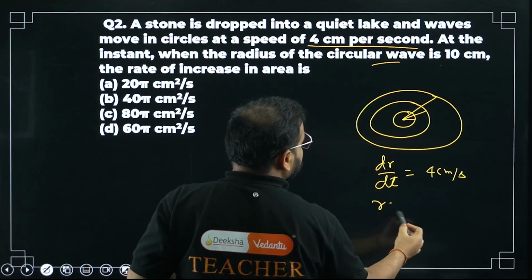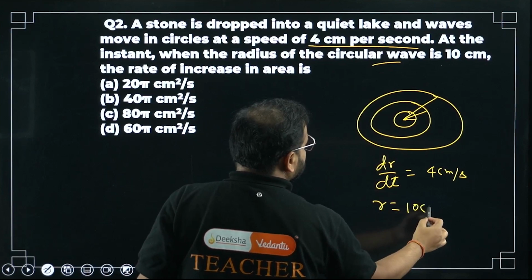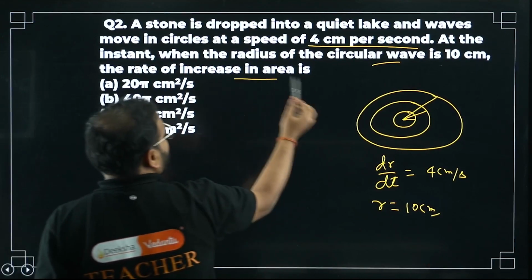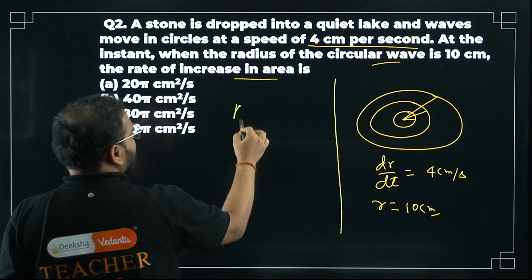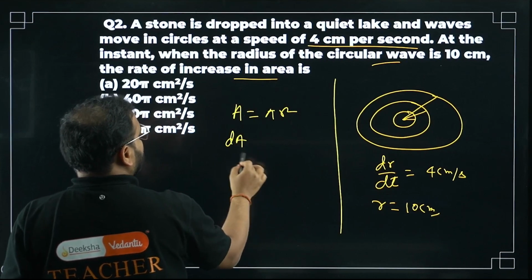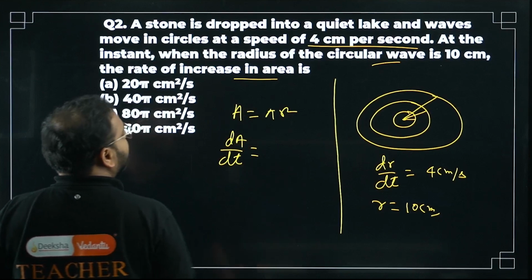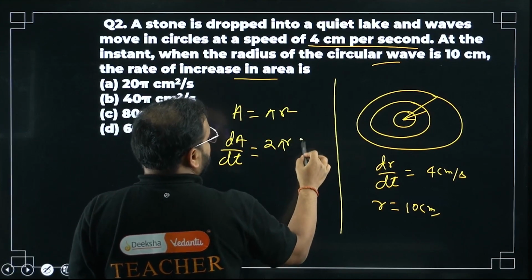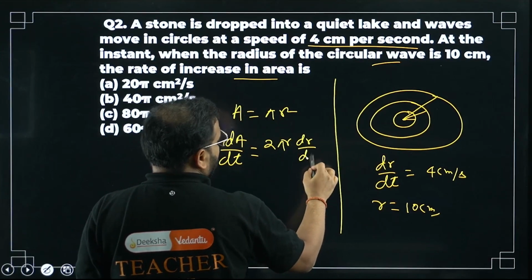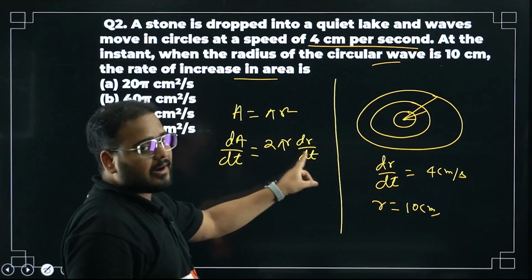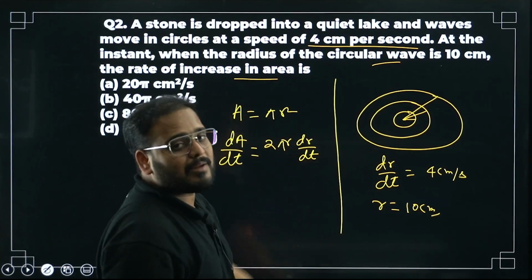At an instant when the radius of the circular wave is 10 centimeters, we have to find the rate of increase in the area of the circle. What's the area going to be? Please check. Pi r square. We're looking for dA by dt in this case. If we do that, we're going to get 2 pi r dr by dt. Chain rule is applied now. First you differentiate pi r square, you get 2 pi r. Then you have to do for r also, so dr by dt we are getting.